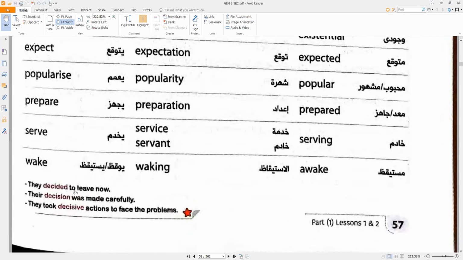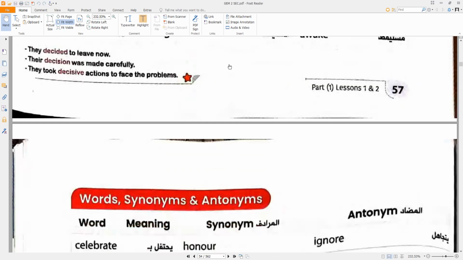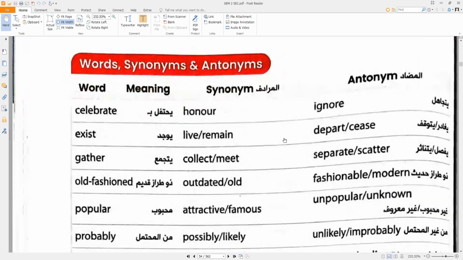They decided to leave now. Their decision was made carefully. He took decisive actions to face the problems. The most important part you should study well: words, synonyms, antonyms.